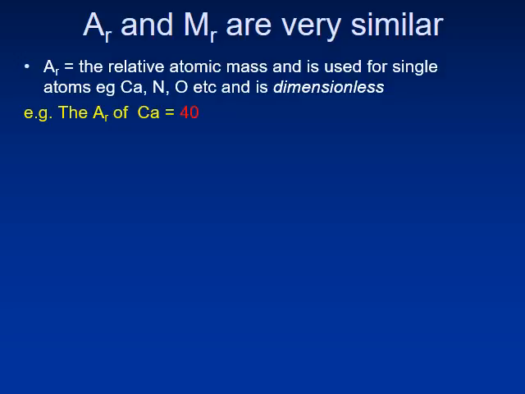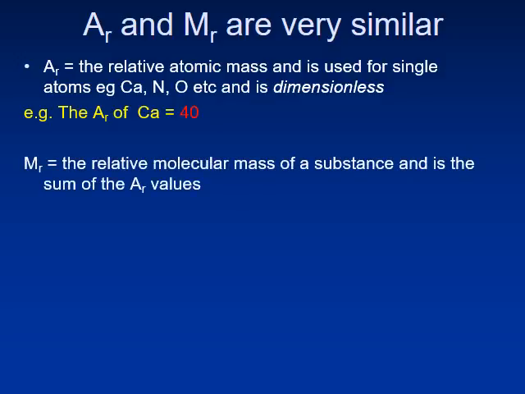So for example, the relative atomic mass of calcium from the periodic table is going to be 40. The relative molecular mass, on the other hand, is the relative molecular mass of a substance or compound, and it's going to be the sum of all the relative atomic mass values of the atoms in that substance. For example, the atomic mass of hydrogen is 1, so the molecular mass of molecular hydrogen is going to be 1 plus 1, or 2.